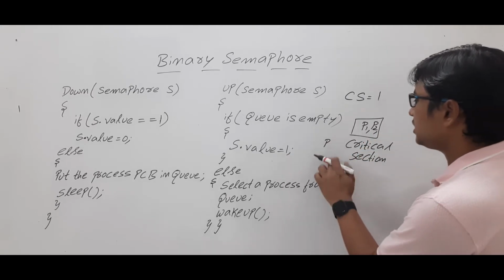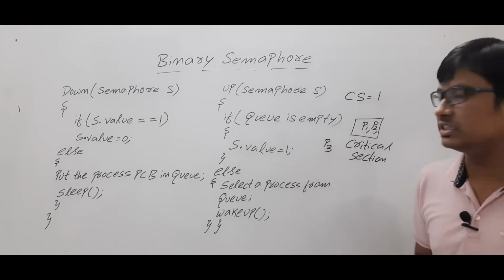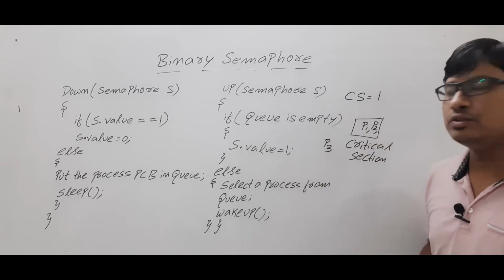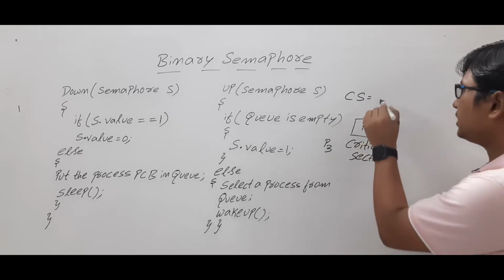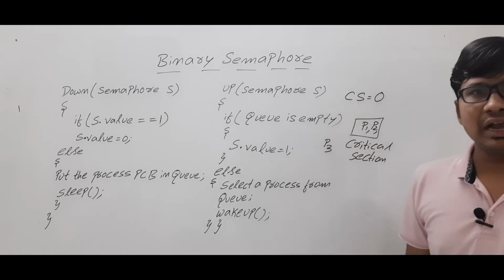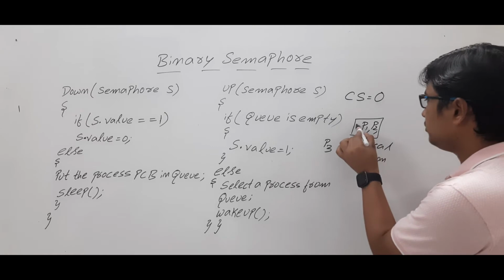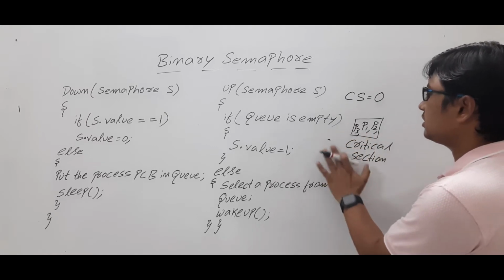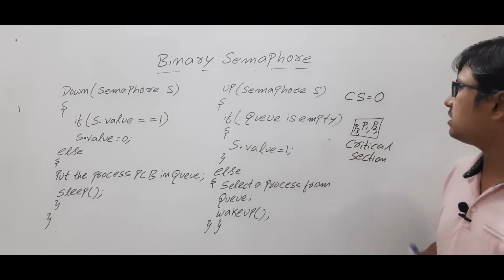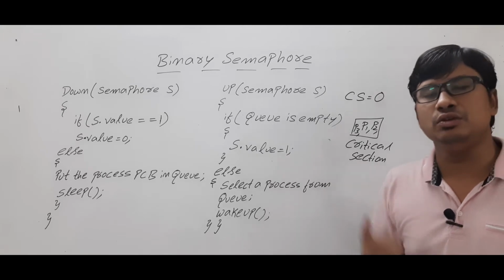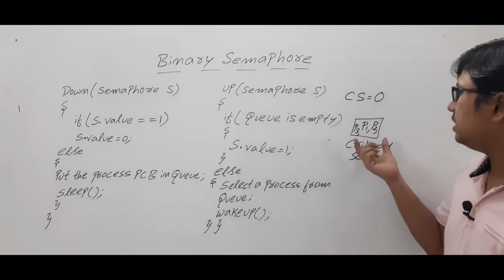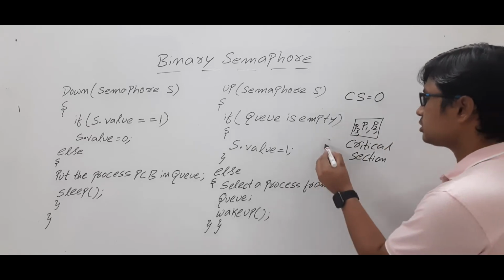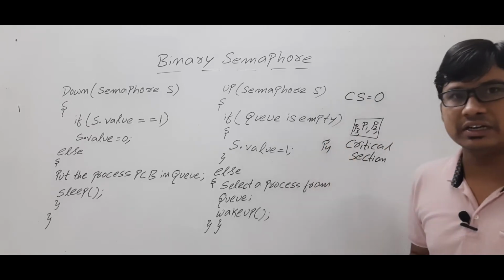Now process P3 wants to enter into the critical section. Again it will reduce the counting semaphore value by 1 by performing the down operation. Now the counting semaphore value is equal to 0, so even process P3 enters into the critical section. If you look, the counting semaphore value is 0, so no more processes are allowed to enter into the critical section.